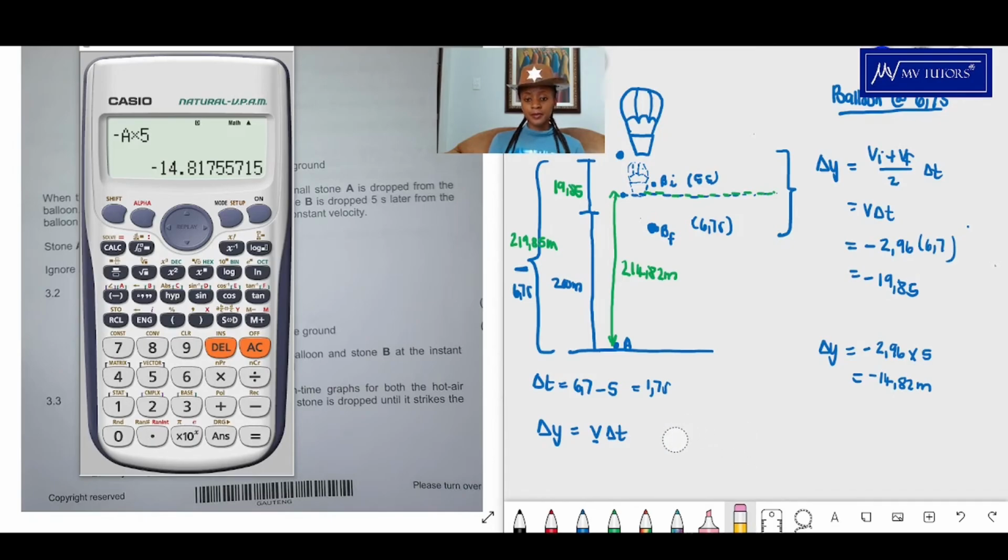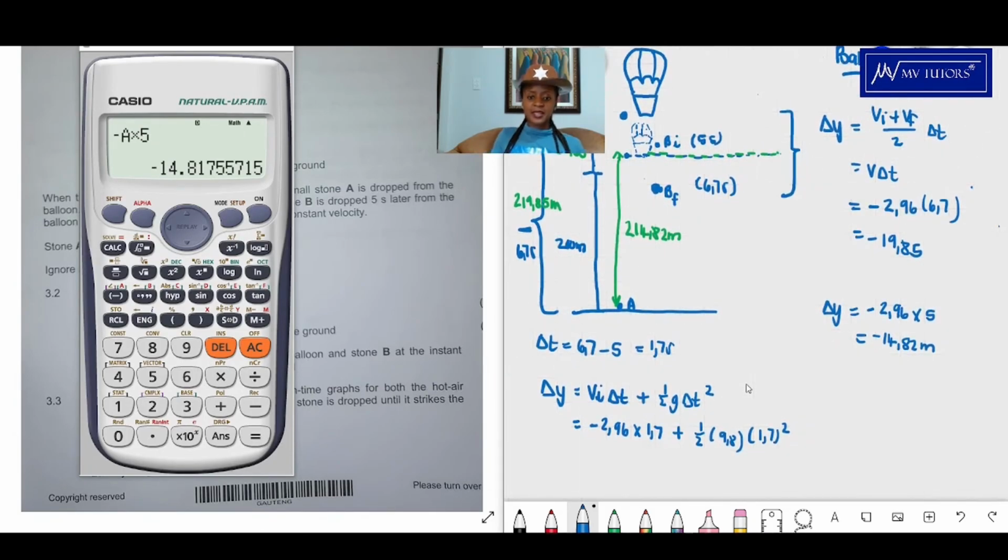I'm just going to use the formula where I just need initial velocity. So it's initial velocity times time plus half g delta t squared. I hope this is the right equation. Again, stone B also followed that parabolic trajectory. It's going to go up a bit, and because it goes up, we use negative 2,96, and then the time we're interested in, that is 1,7 seconds, and then plus half, G is always positive because we took down as positive, and then 1,7 squared. So let us see what that value is.